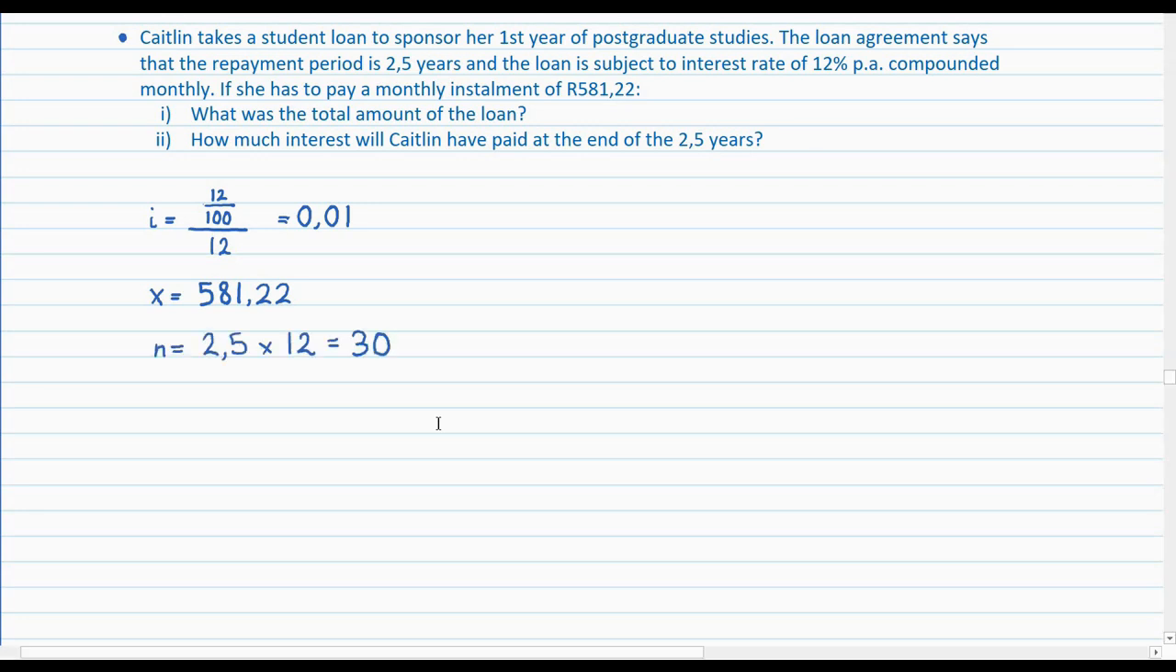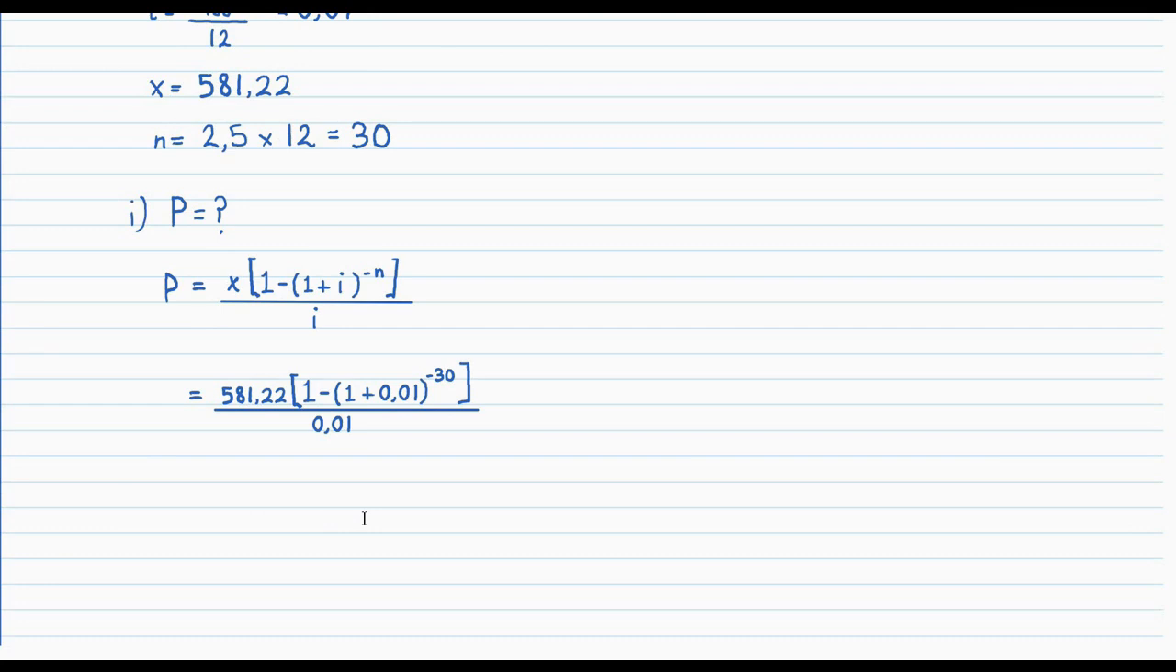The question asked, what's the total amount of the loan? So the question is asking, what's the present value of the loan? Luckily, we just derived a nice equation for calculating this and have all the values to sub in, which gives 14,999 Rand and 96 cents, which is basically 15,000. Therefore, the total amount of the loan is 15,000 Rand.